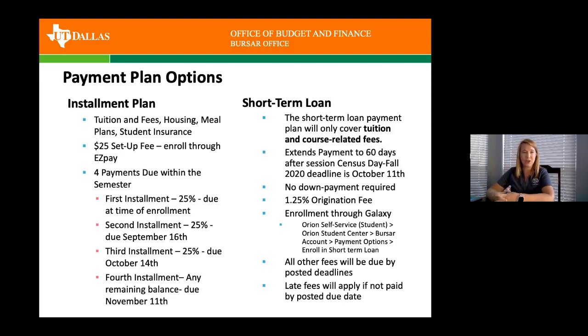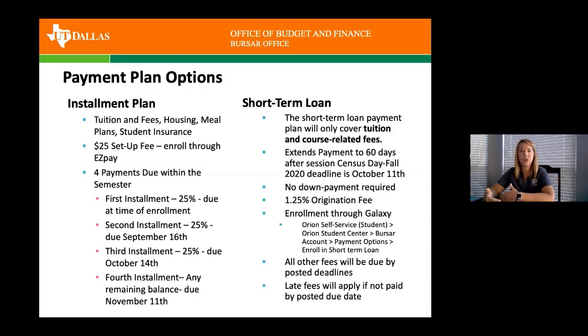So for an international student who maybe can't make the 25% down and would like to do the short-term loan, that means there would be no down payment. It would extend your payment out 60 days past census day. For the fall semester, that would put you out to October the 11th. So it would give you a little bit more time.